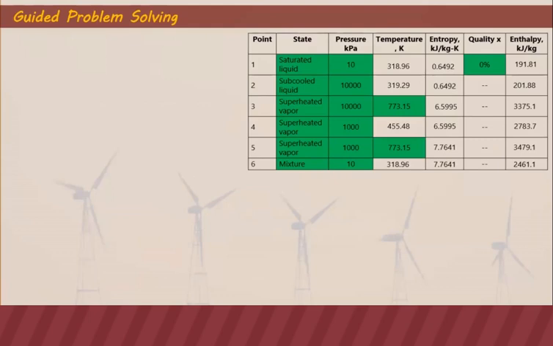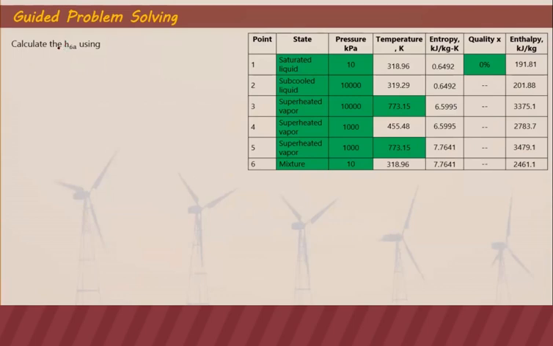So we have these properties. These are the ideal values of enthalpy at the different points. You can see point 5 has the highest enthalpy, and that is the entrance to the low pressure turbine. So first, we need to calculate the actual points.